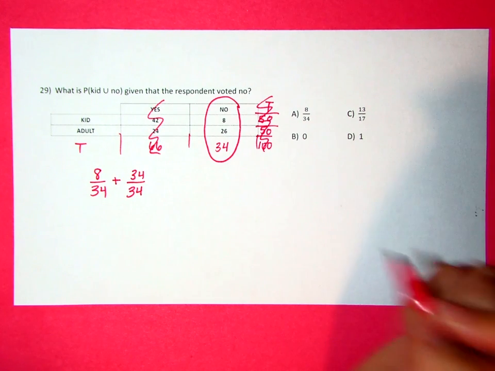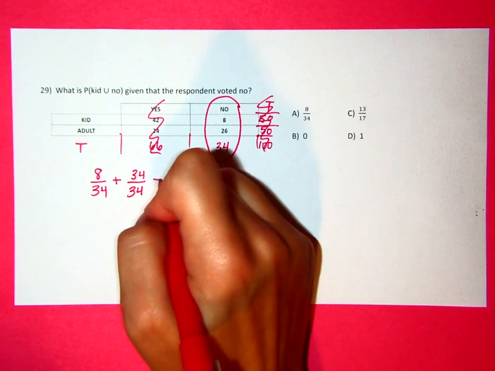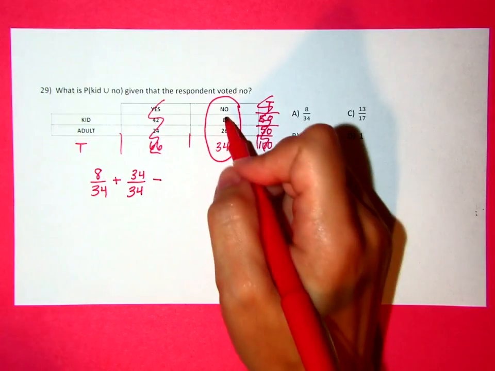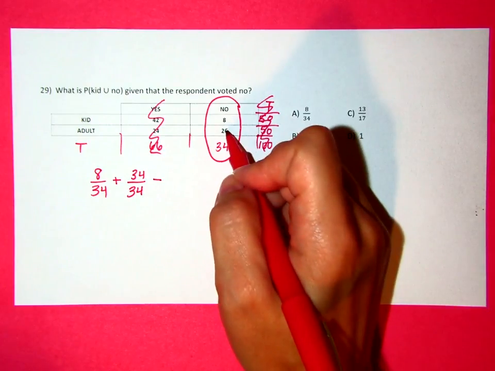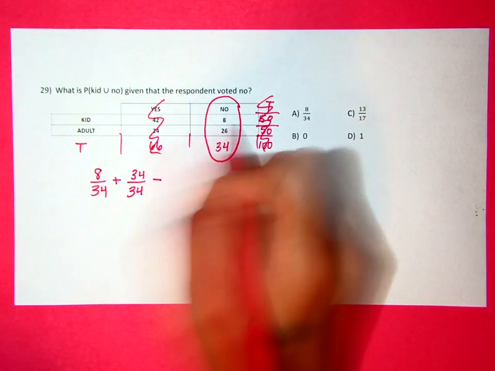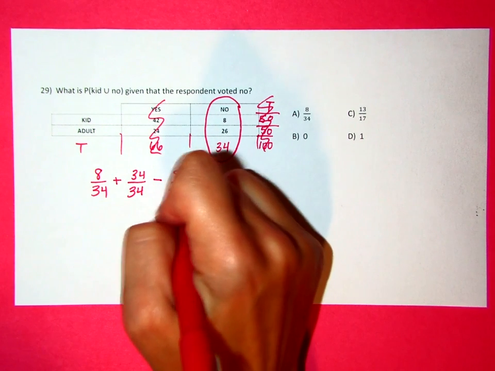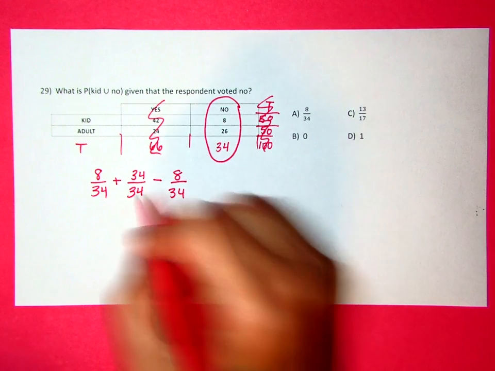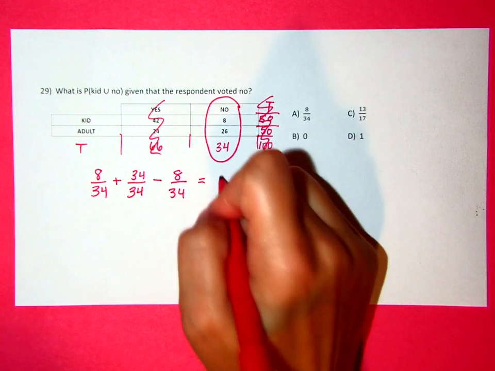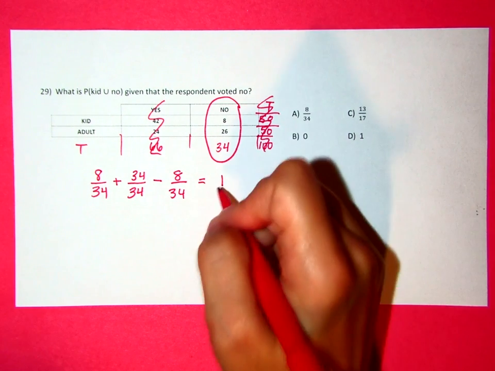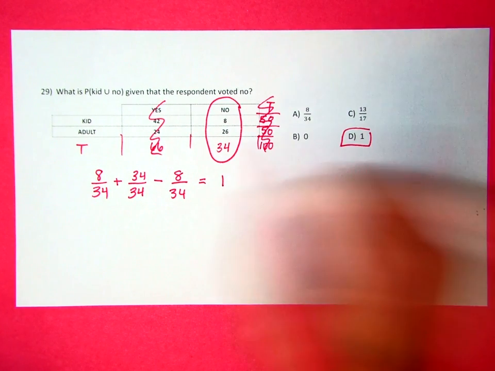But remember, whenever you use the word or, you've got to subtract the overlap. What did we count twice? Well, we did 8 plus 26 to get that number, and we used the 8 over here, so we actually used that 8 twice. Let's subtract the overlap. Now, when we do that, all of that's going to give me 1. It's 100% guaranteed. Why is that?